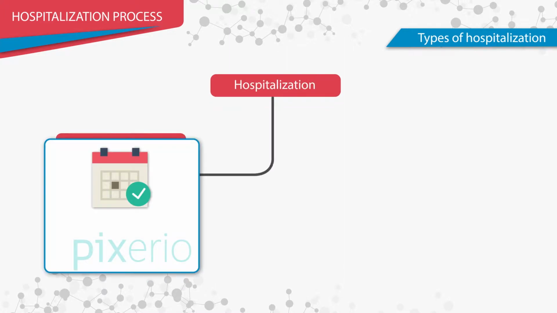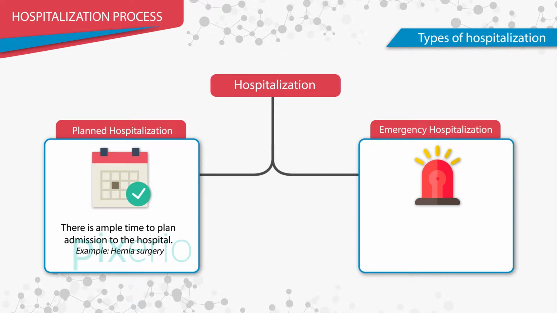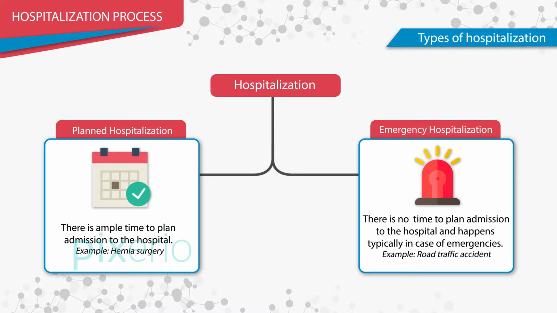Hospitalization can be of two types, that is planned hospitalization and emergency hospitalization. Imagine, if your doctor advises a surgery for hernia anytime in the next few weeks, you have time to plan your hospitalization. When you have ample time to plan your admission to the hospital, it is referred to as planned hospitalization. Emergency hospitalization happens typically in case of emergencies, such as a road traffic accident. Of course, one cannot plan for such hospitalization.